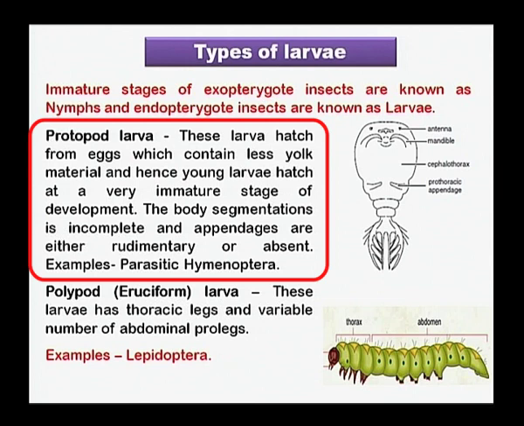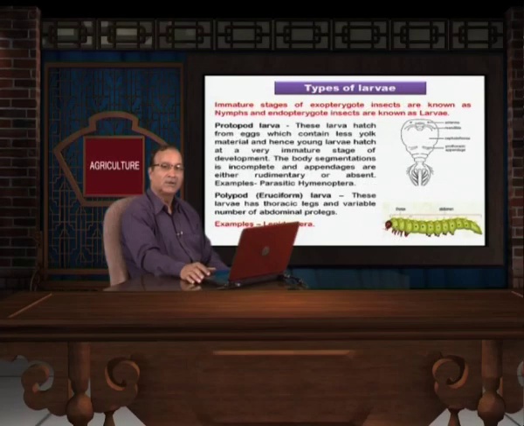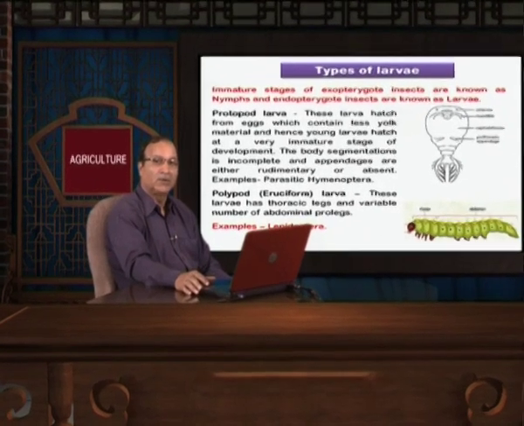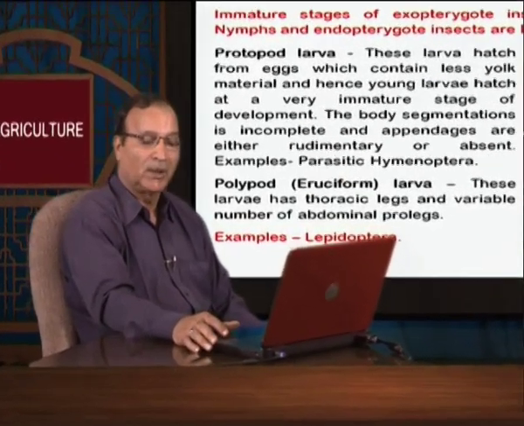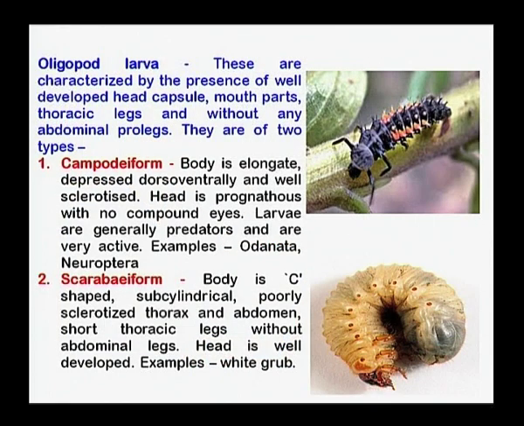and the best examples are the parasitic hymenopterans. Similarly, polypod larva or eruciform larva. These larvae can be characterized by the presence of the thoracic legs and variable numbers of abdominal legs. It means the thoracic as well as the abdominal legs, which are also known as prolegs, are present in such type of larvae, and the best examples we come across are in the order Lepidoptera.